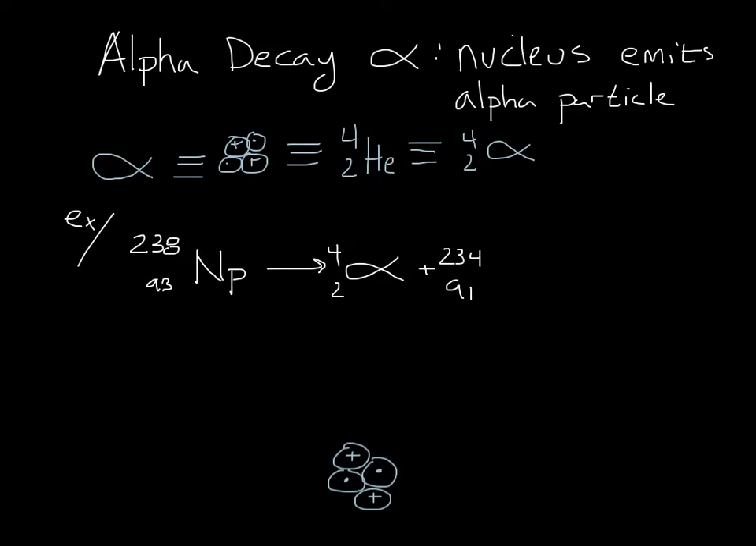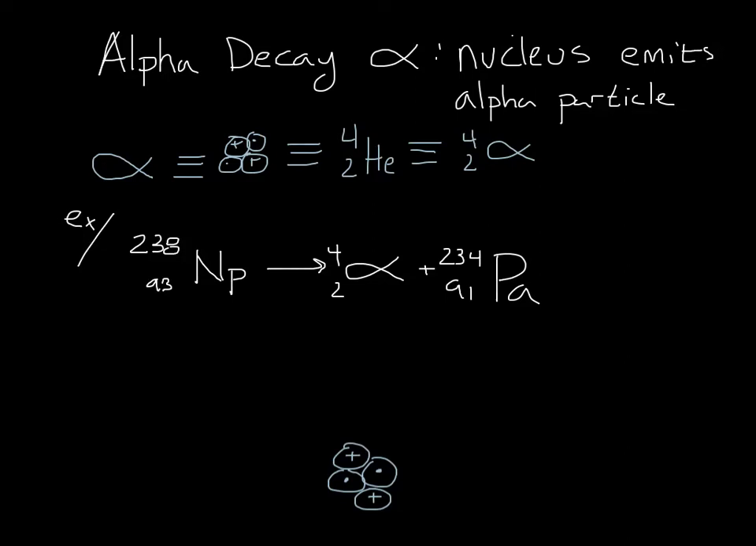So then what element is that going to be? How do we identify an element based upon its nucleons? Do we look at the total number of nucleons? No. Do we look at the number of protons? Yes, we do. So what element has 91 protons? If you look on your periodic table, it would be protactinium, or symbol Pa.